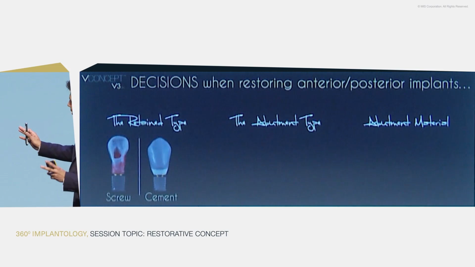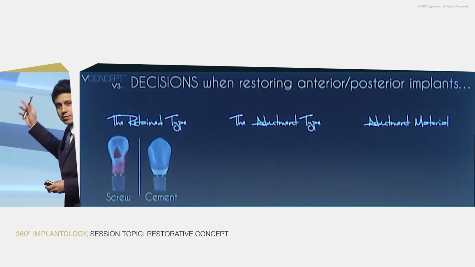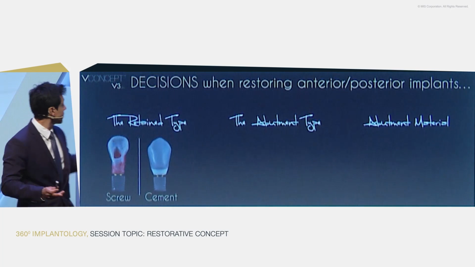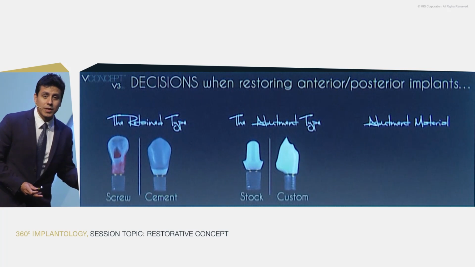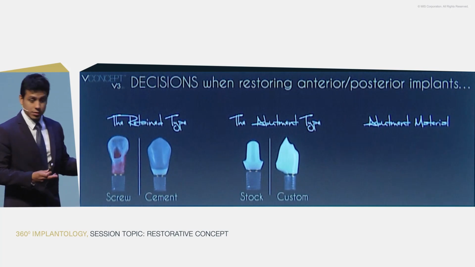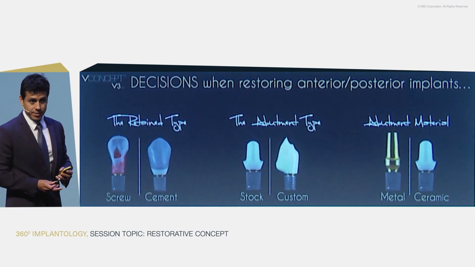We know that we have 2 choices in each topic. We have the screw restorations versus the cemented ones. You can be screw-retained or cement-retained. We have the stock abutment versus the custom abutment. We have to choose which one to use. And also we have metal versus ceramic.